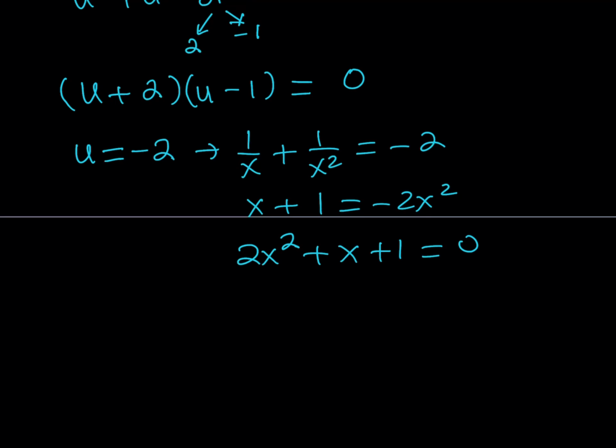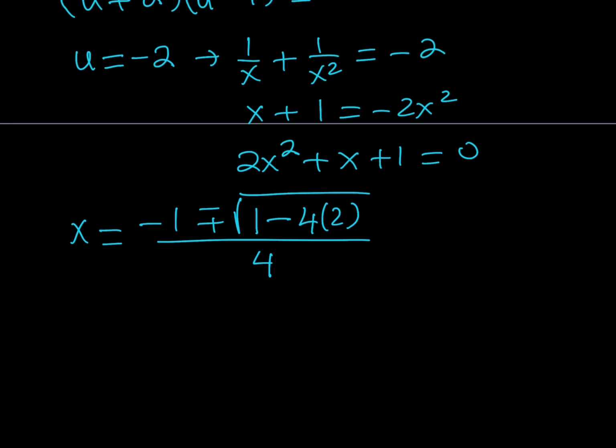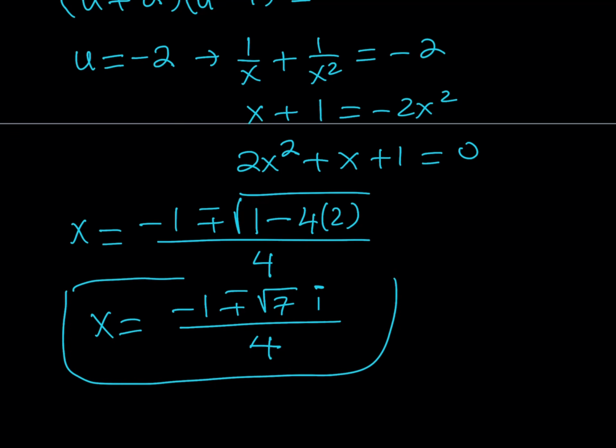Okay, so if you solve this equation by using the quadratic formula, you get -b plus minus the square root of b squared, which is 1, minus 4 times 2 times 1, and that gives you complex solutions, because 1 minus 8 is -7, and the square root of -7 is not a real number. So from here we get x equals -1 plus minus square root of 7 multiplied by i all over 4. Okay, that is my first set of solutions. And then let's go ahead and take a look at the other set.